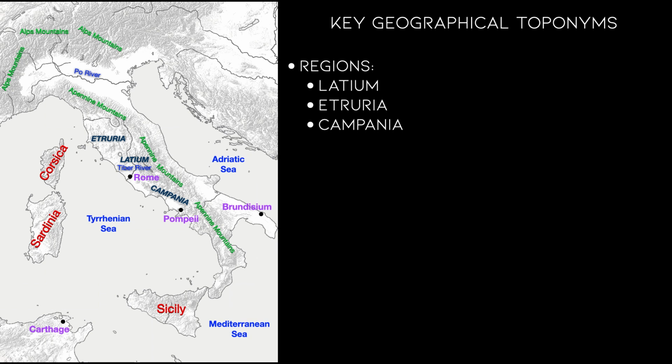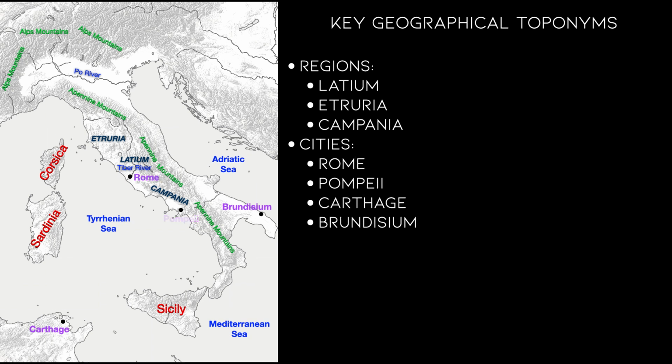And let's see, some significant cities. There's a whole bunch of cities, but I've just given you about 4 of them here that you'll want to know. Rome and Pompeii, of course, you're probably familiar with. Brundisium is on the heel of that peninsula boot shape.